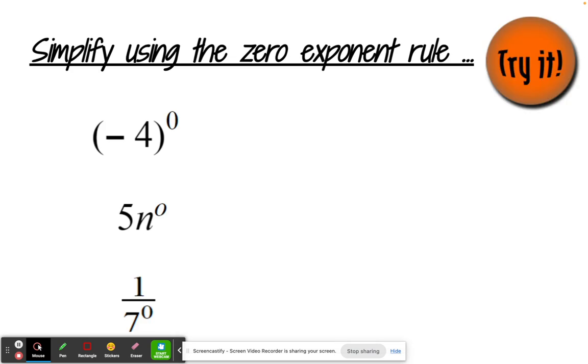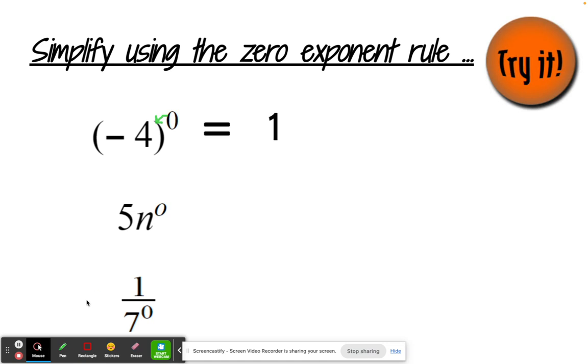Let's practice applying this. I have negative 4 to the 0 power. Now I want to point out, we said that our exponent applies to what it's touching. Here it's touching the parentheses, so I'm raising negative 4 to the 0 power. Negative 4 to the 0 power will just be 1.